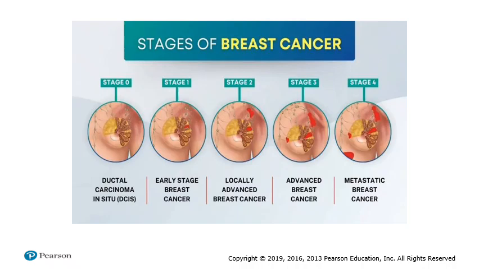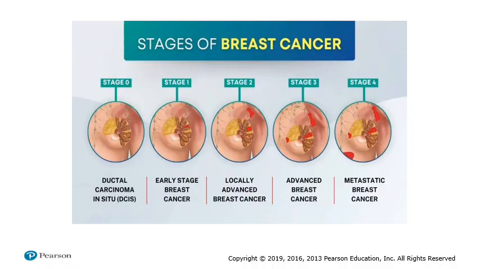Stage 4 is cancer that has spread to other parts of the body, such as the bones, the liver, or the lungs. There are other factors that we can consider in assessing the stages or the severity of breast cancer. The first one is lymph node involvement. The number and location of lymph nodes affected by the cancer can influence the stage. The second one is hormone receptor status. Whether the cancer cells express estrogen, progesterone, or HER2 receptors can affect treatment and prognosis.